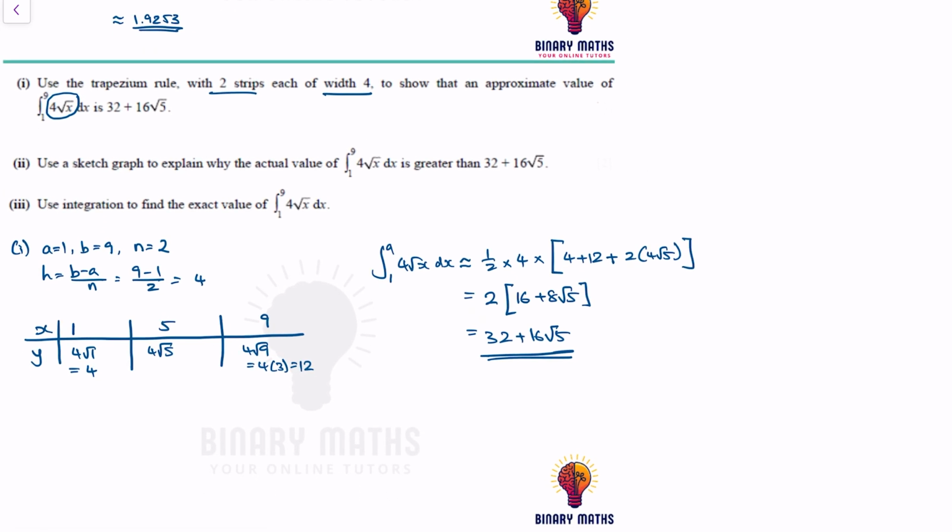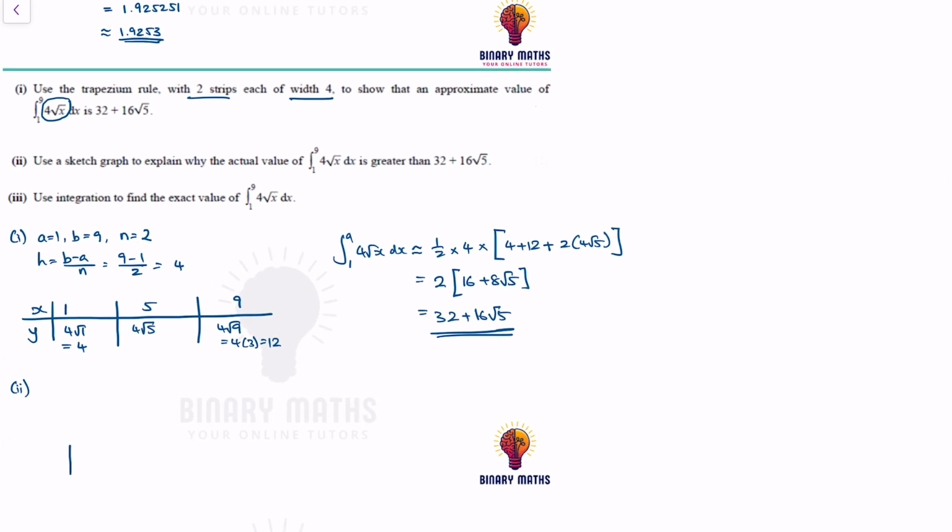Okay, part 2. Use a sketch graph to explain why the actual value of the integral from 1 to 9 of 4 root x dx is greater than 32 plus 16 root 5. So if this is my axis, x and this is y, then root x looks like a curve, but 4 times root x is just a stretch, so it's just going to be like this. So this is y equals 4 root x. If I split it up into 2 strips between a and b, let's just say there to there, then you can see clearly my trapeziums are below the curve.